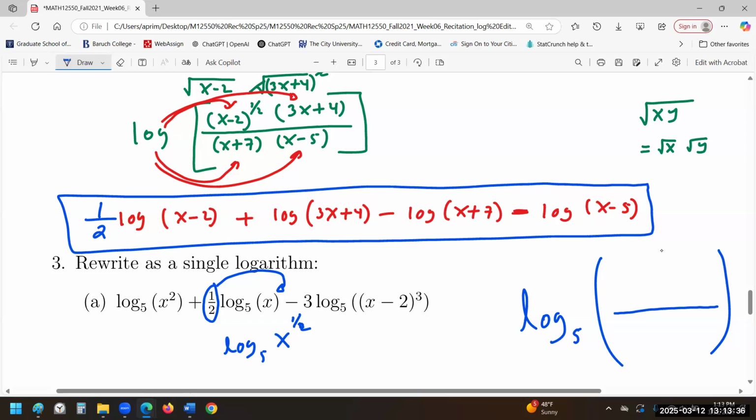For the third one, does it have a coefficient? 3. So we have to bring it up. But what do you see? Our argument already has a power. So what can you do with that coefficient and this power? Are you going to add them, multiply them, subtract them, or power them? What are you going to do?